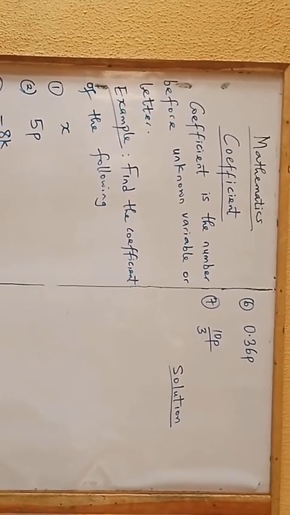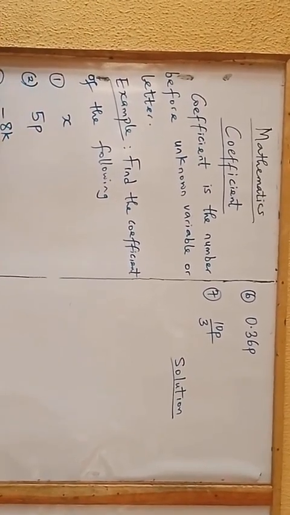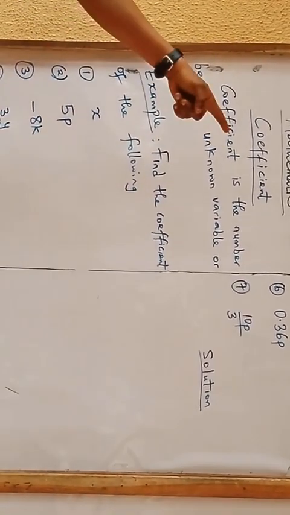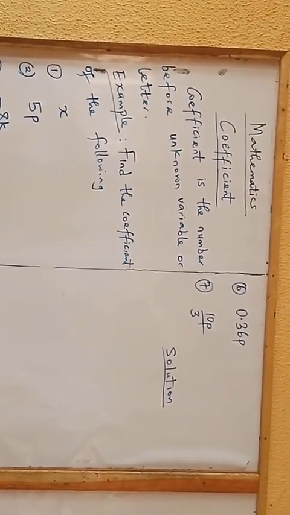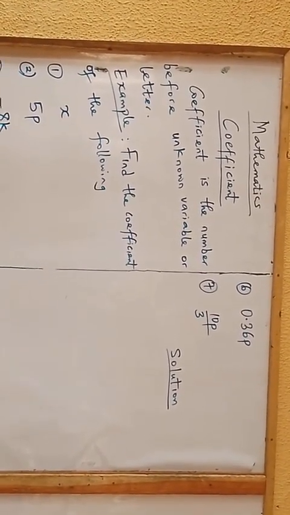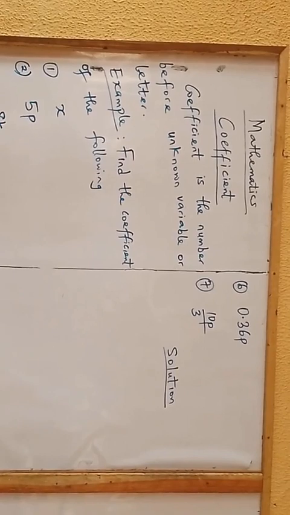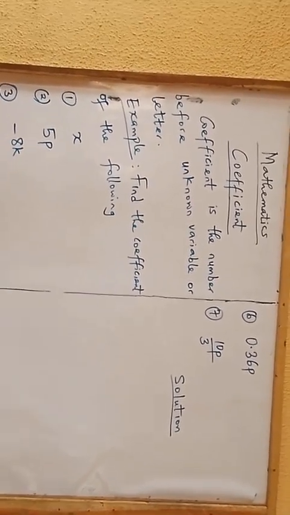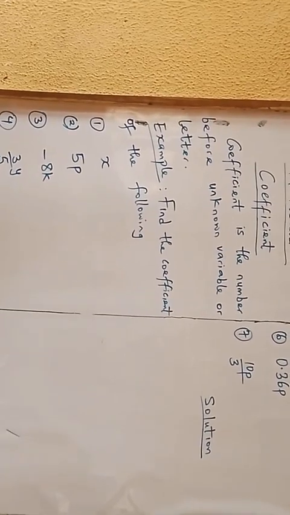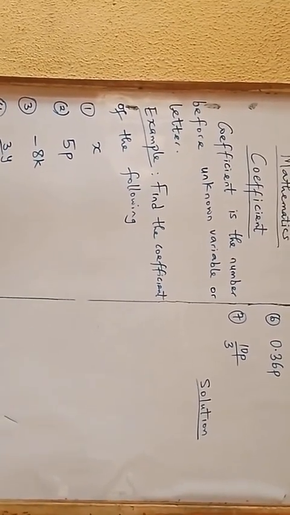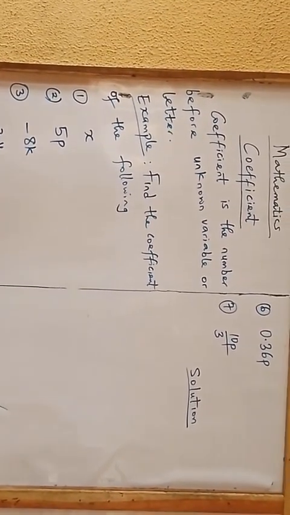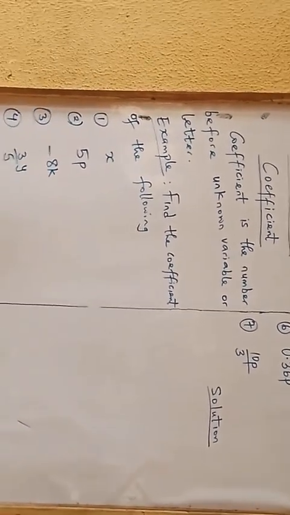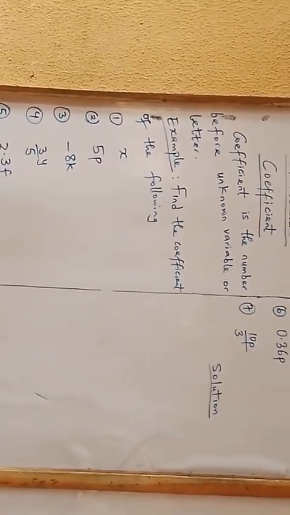I want you to note that all these x, p, k, y, f, p and p that we use there, they are called unknown variables in mathematics. And by the time you solve them in an equation and you get the exact value of it, it becomes a known variable. But today, we want to find the coefficient.